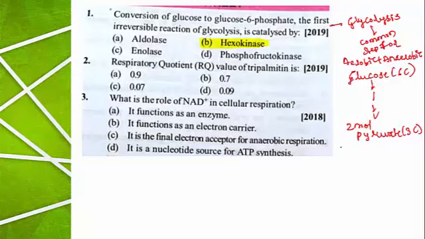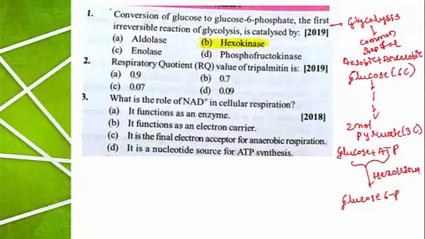In the first step of the reaction, what happens? Glucose combines with ATP and results in the formation of glucose 6-phosphate. The reaction is catalyzed by hexokinase. So the answer for this question is hexokinase.